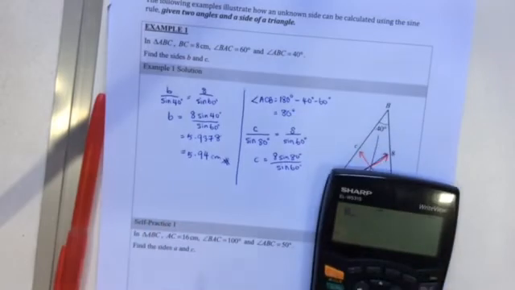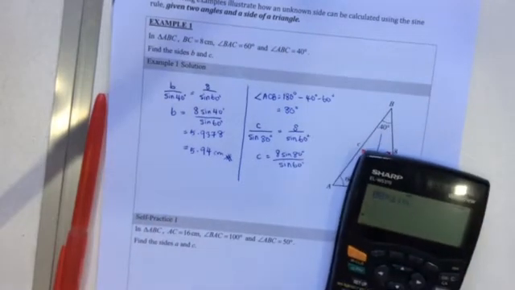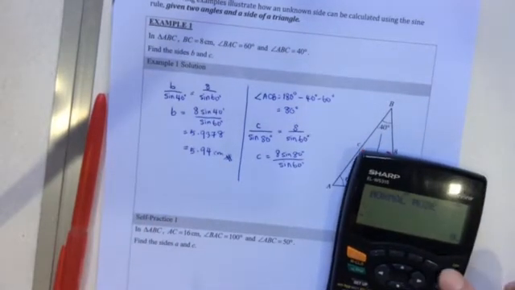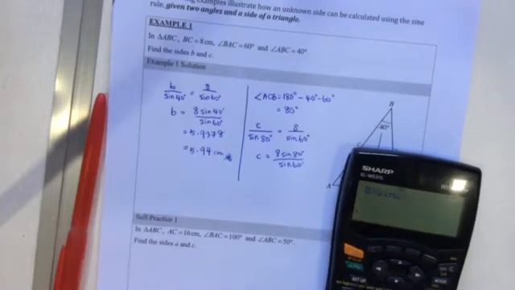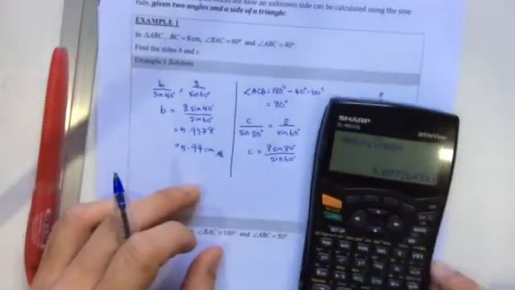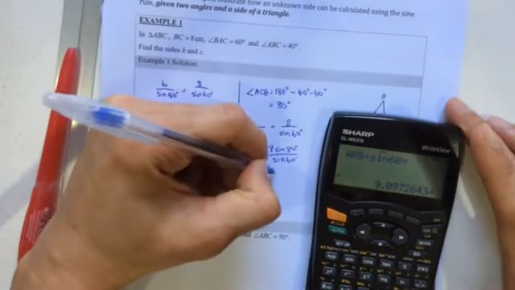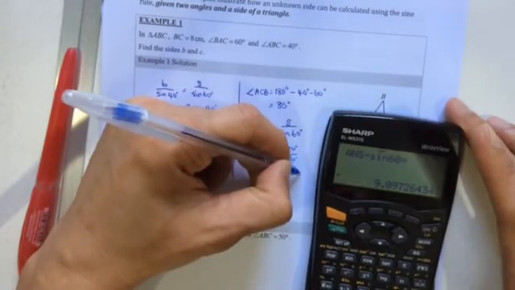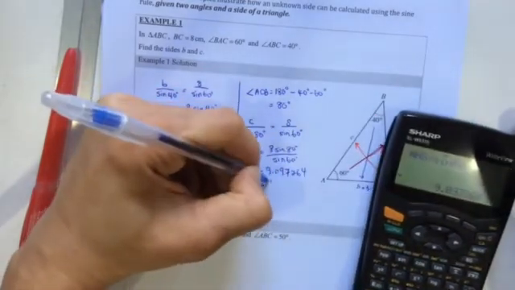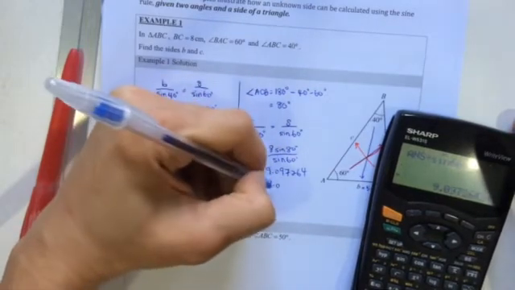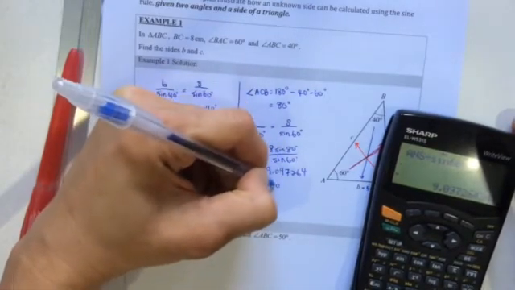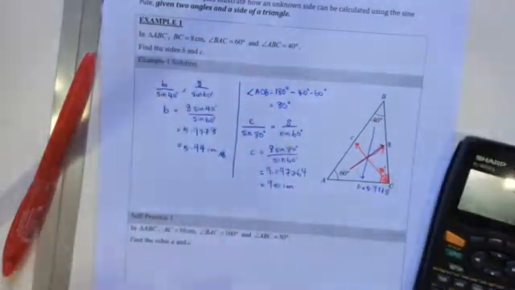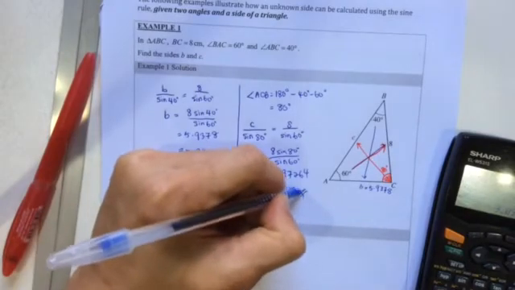I'll press the calculator now. And I have 9.097264. Then 3 significant figures would be 9.10. So we will have an answer here.